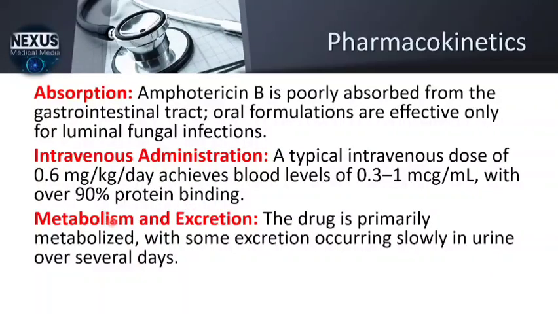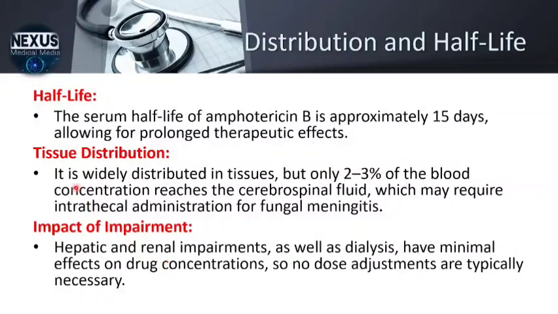Next is about the metabolism and excretion of this drug. It's primarily metabolized with some excretion occurring slowly in urine over several days. I will talk more about this later in this video. The half-life of amphotericin B is about 15 days, allowing for prolonged therapeutic effects. That is why in the new AMBITION trial, you will see that it's only given on day 1.